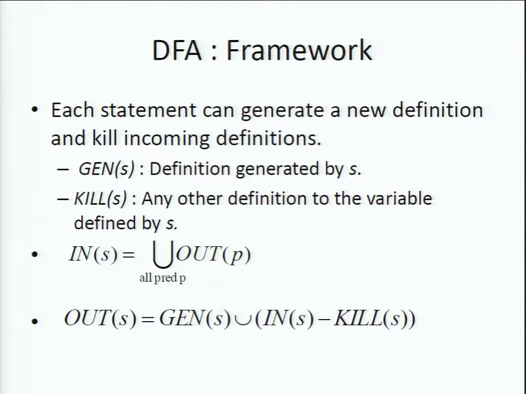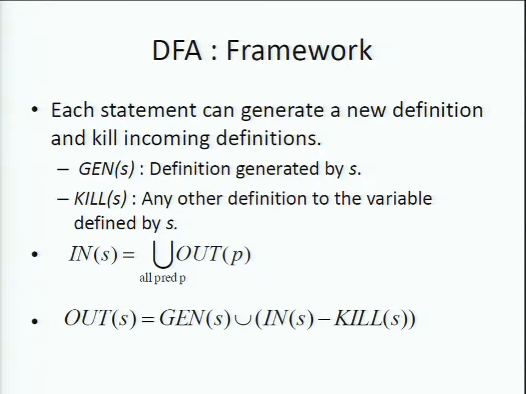Now these are the two equations which are going to relate in-s and out-s with gen-s and kill-s. We said that in-s is the set of definitions that reach s. So you look at all the predecessors of the statement s, which means all the statements that could occur before the statement s. P is the set of predecessors, and you take the out-set of each predecessor and simply say that in-s will then be the union of the out-sets of all the predecessors.